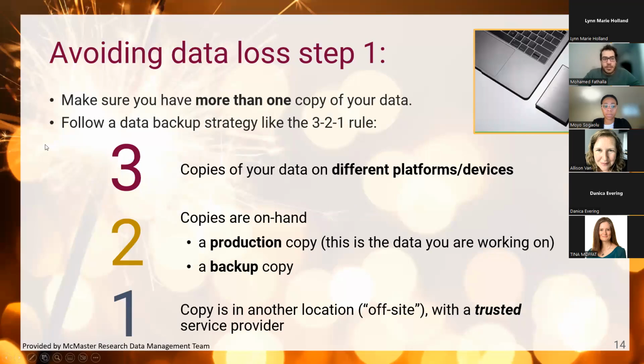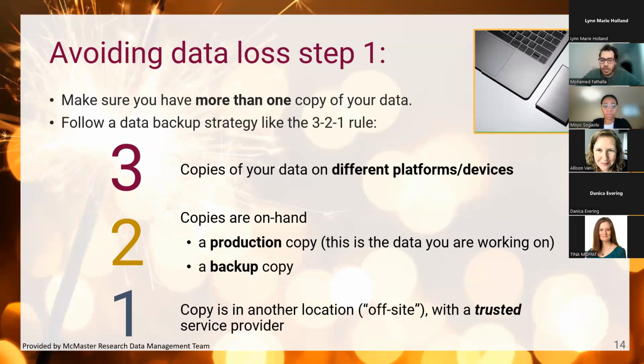To avoid data loss, you need to make sure that you have more than one copy of your data. So you can follow these steps or rules in order to strategically back up your data. First of all, or the third step, is copying of your data on a different platform or device. So having different copies of your data on different devices or platforms, like different cloud services, or one on a cloud service and one on a hard drive, for example, would definitely make it feasible for you to make sure that you have your data, you can access it, and it's not lost when it's not on one of the platforms. The second is the copies. They should be on hand.